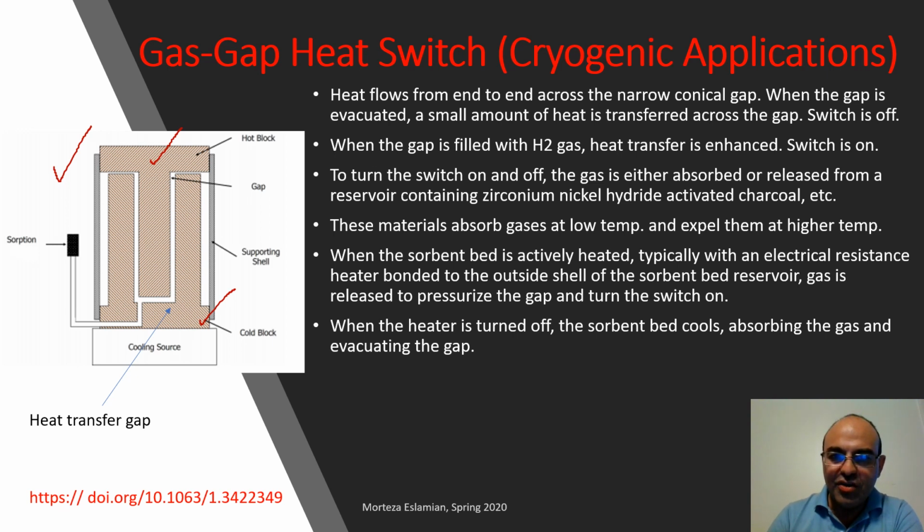All right. So let's read through this. Heat flows from end to end across the narrow conical gap. When the gap is evacuated, so when there is no gas here, a small amount of heat is transferred across the gap just by radiation. So in this case, the switch is off. And let's say the liquid nitrogen will not be consumed.